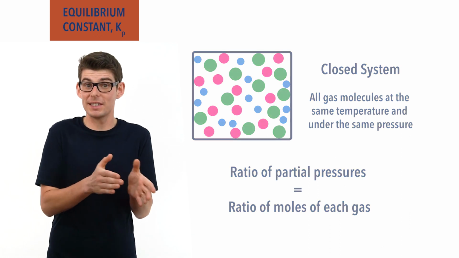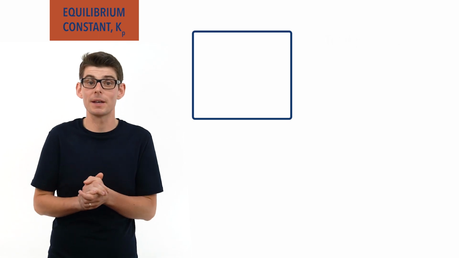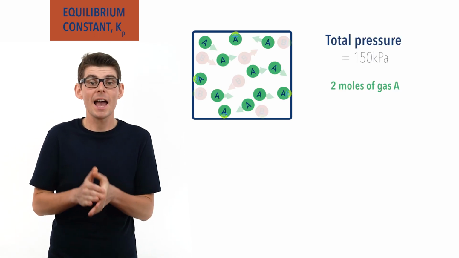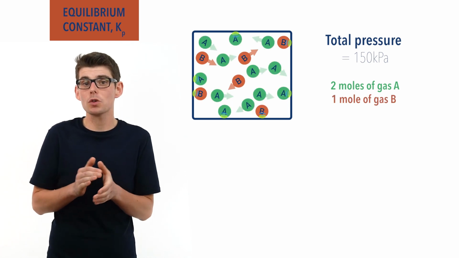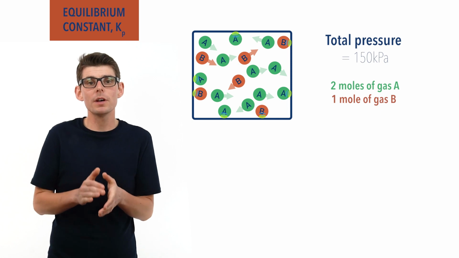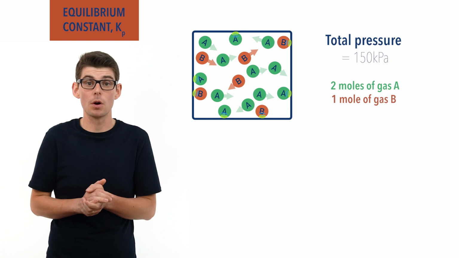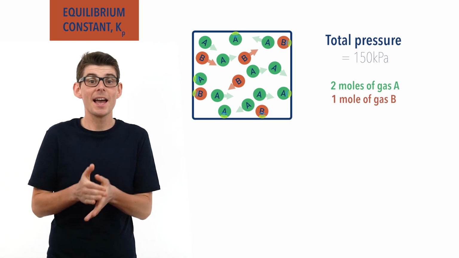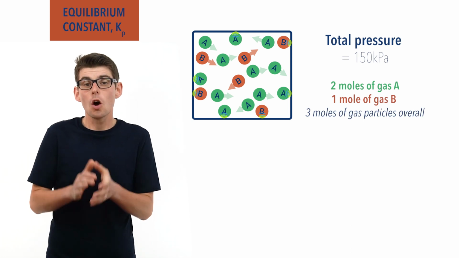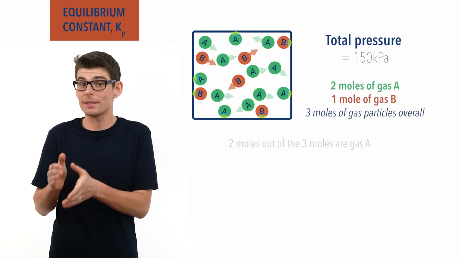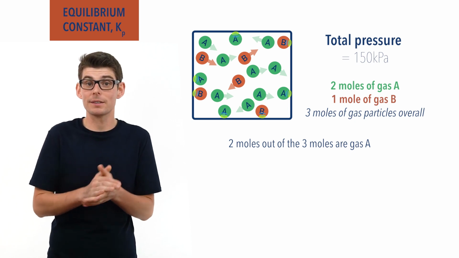Let's imagine that sealed box again, this time with a total pressure of 150 kilopascals and 2 moles of gas A and 1 mole of gas B inside. Now, to figure out the partial pressures of A and B, we first need to know how many moles of gas there are in total inside the box. 2 moles of gas A and 1 mole of gas B means there are 3 moles of gas inside. Of this 3 moles, 2 moles are gas A. That means 2/3 of the gas in the system is made up of gas A.